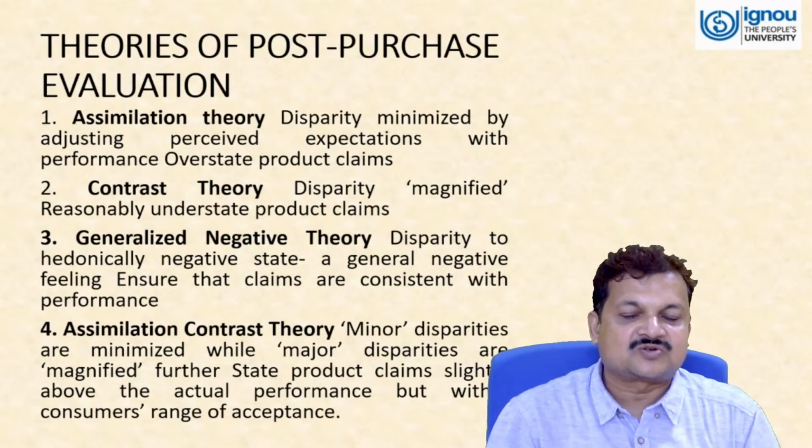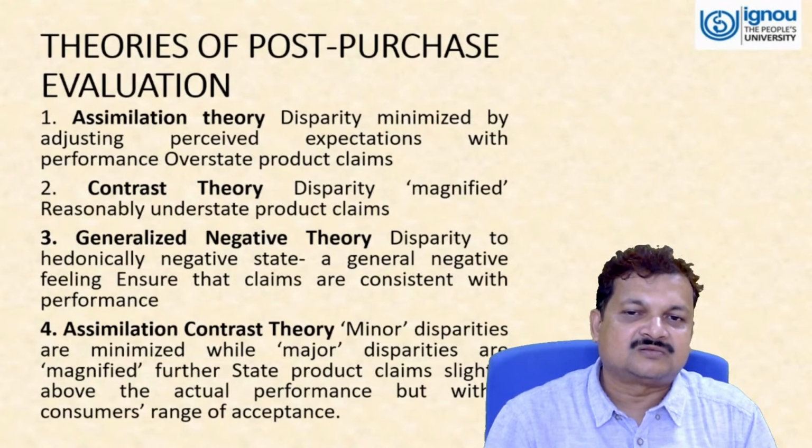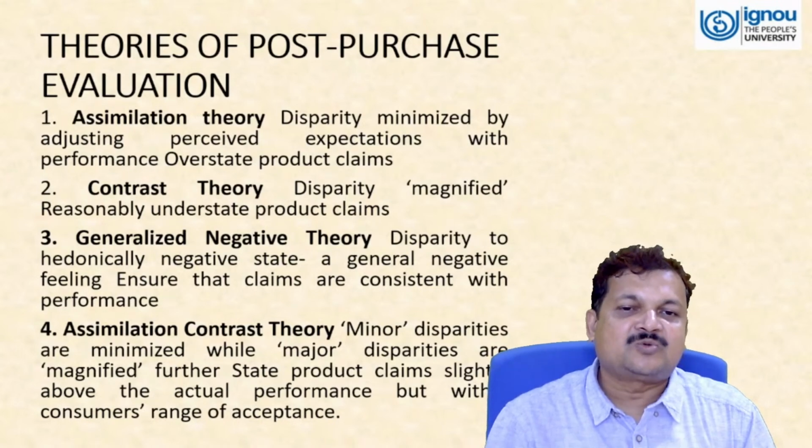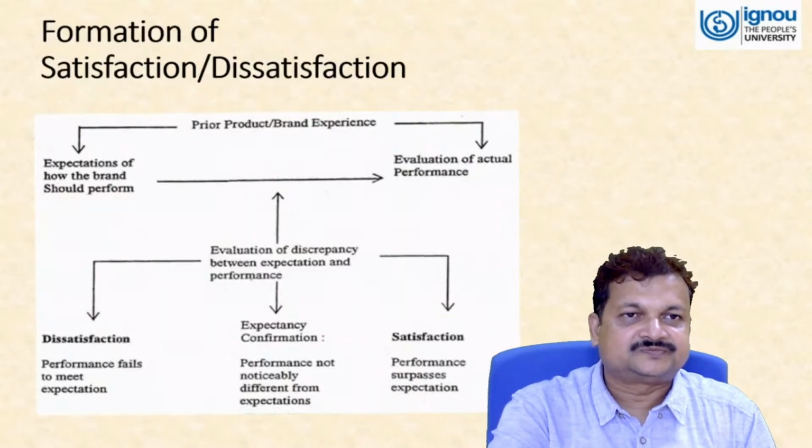Assimilation contrast theory: minor disparities are minimized while major disparities are magnified, with product claims stated slightly above the actual performance. For important variables, the disparity is less, but for unimportant variables, the disparity is higher. So those particular cases can be minimized and the customer can be satisfied.